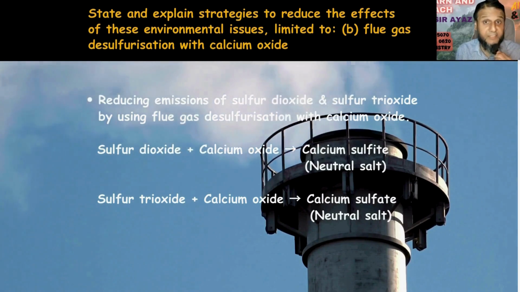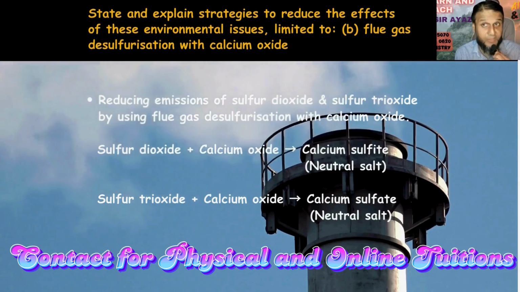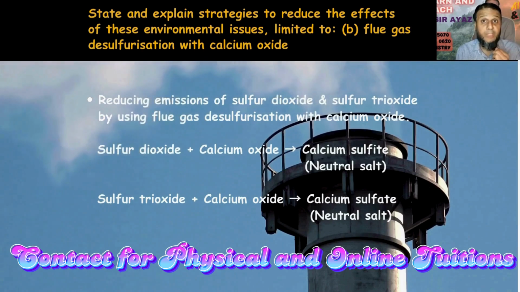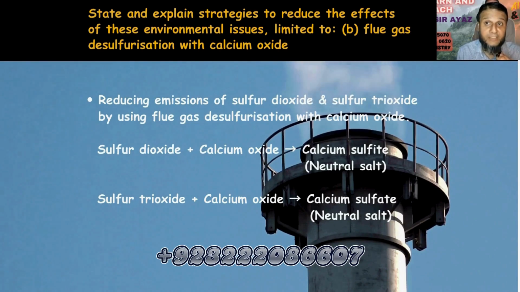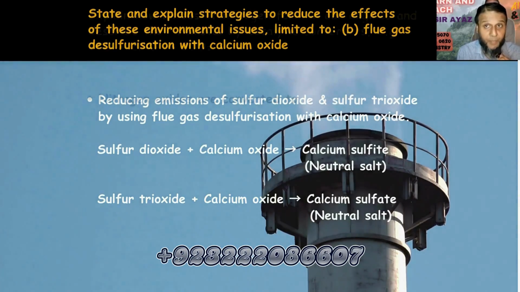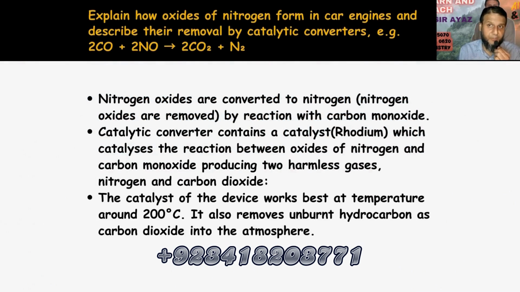In flue gas desulfurization, sulfur dioxide and sulfur trioxide are treated with calcium oxide to produce harmless neutral salts. In this way, we can reduce the emission of sulfur dioxide and sulfur trioxide into the environment. Here are the word equations for these reactions. You see, neutral salts are produced in each reaction.